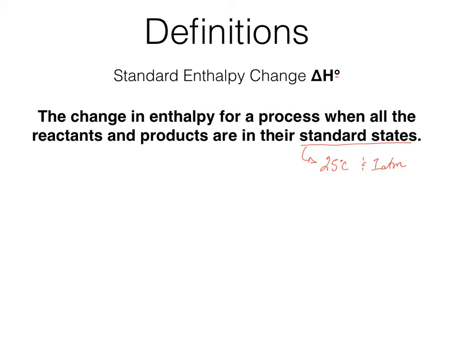Okay. And so we're looking at a process, and so let's think about water splitting into its H2 and O2. And so there's 2 of these and 2 of these. And so there is a standard enthalpy value for this reaction. And when we say standard, it means that we are at 25 degrees Celsius and 1 atmosphere.